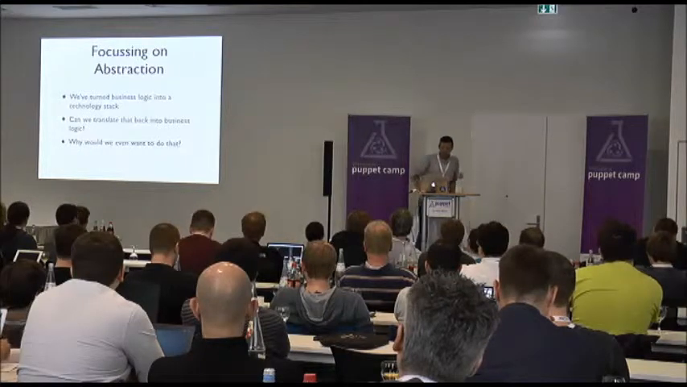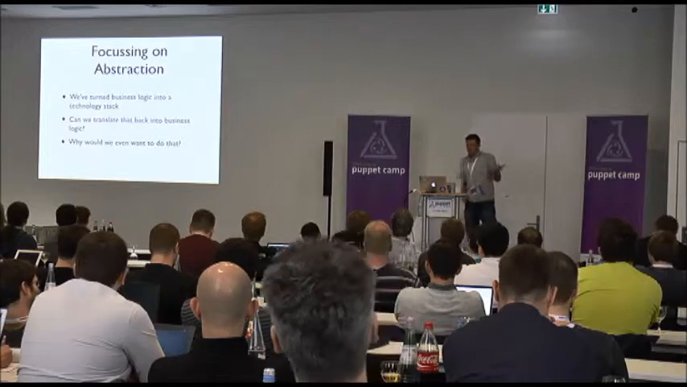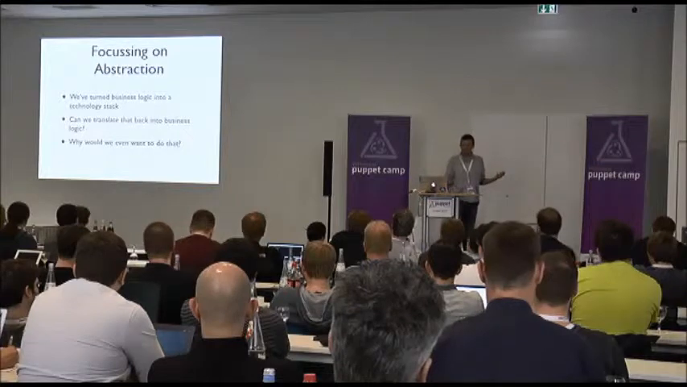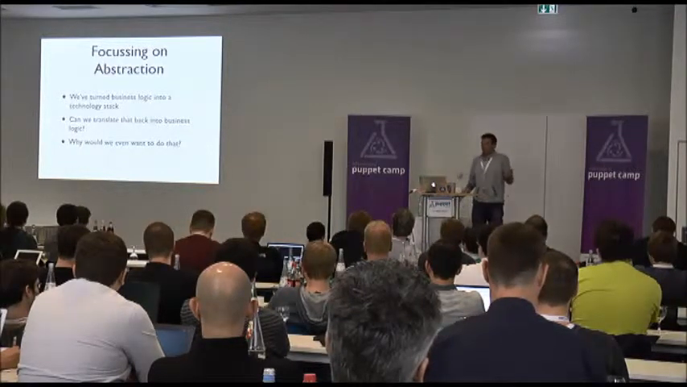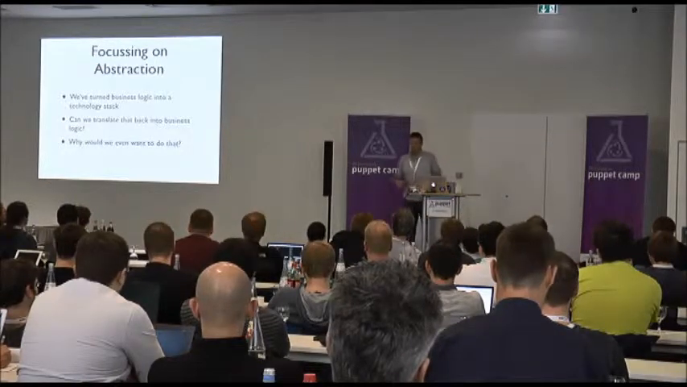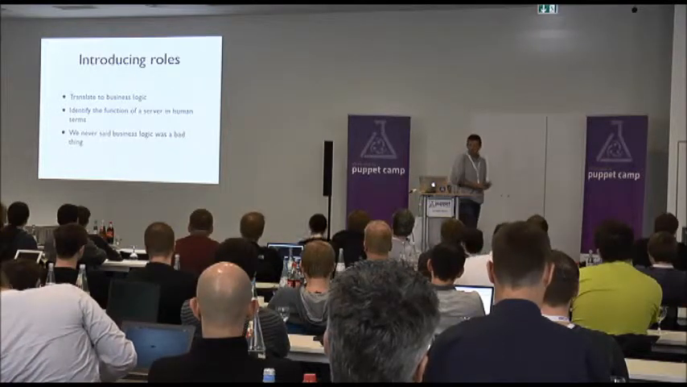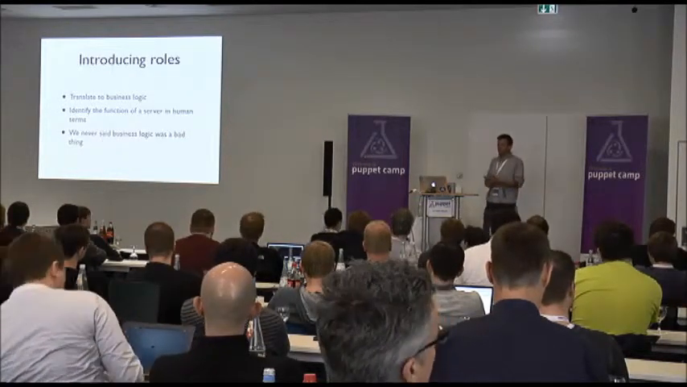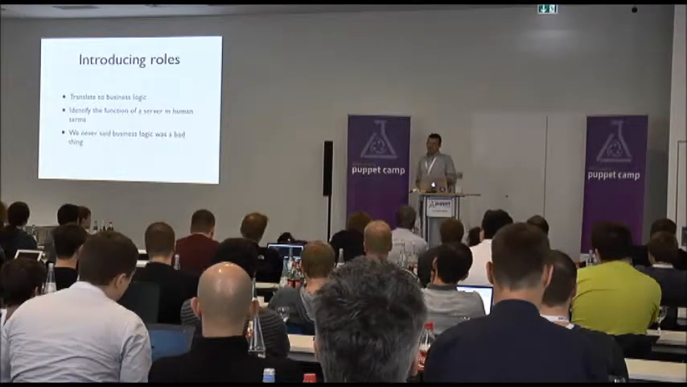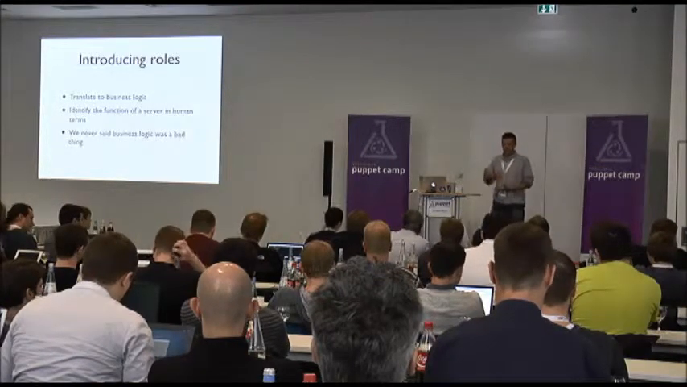So focusing on abstraction a little bit. What we've done so far is we've taken that business logic and we've translated it into what it looks like as a technology stack with profiles. So is there any way we could translate that back into business logic? And why would we want to do that? So this is where roles comes in. Roles aims to translate your technology back the other way into business logic. And we try and use roles to identify the function of a server in human terms, not in technical terms.